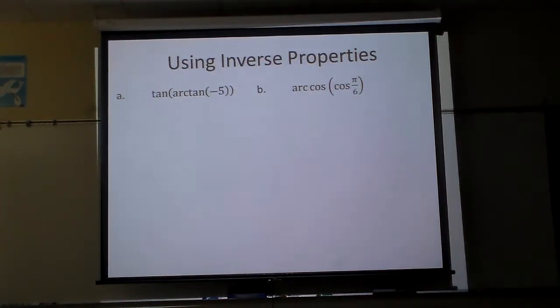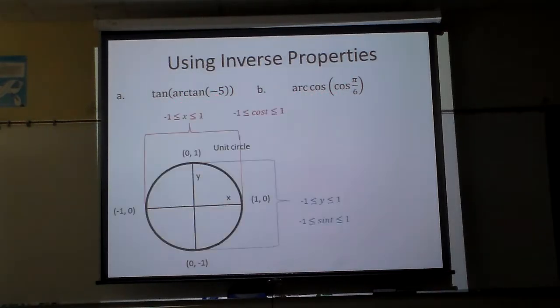Okay, using the inverse properties, I'm going to say this here. This only works if they are defined in the area. And I will say this, both of these, if you look at your unit circle here, the tangent will work on this arctangent because it's that right there first. And the arc cosine pi over 6 is right there. It will work. So both functions are defined.